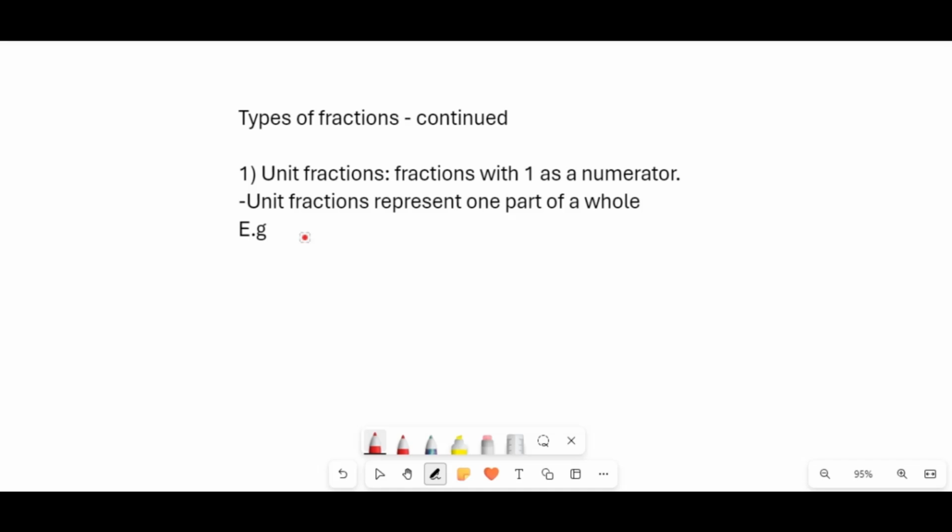Unit fractions are fractions with 1 as a numerator, and they usually represent one part of a whole. Examples include 1 over 5, 1 over 2, 1 over 3. So they all represent one part of a whole. 1 over 5 is a fifth of a whole, 1 over 2 is half of a whole, and 1 over 3 is a third of a whole. So as you can see, they all have the numerator 1. Even though the denominators are different, they still represent one part of a whole.